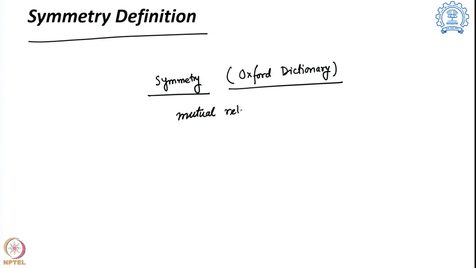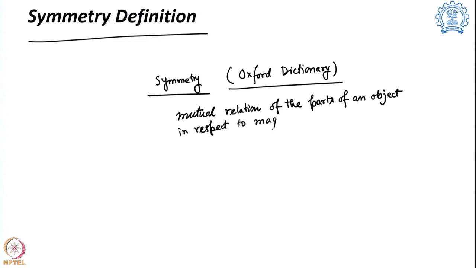mutual relation of the parts of an object in respect to magnitude, position, relative measurement, and arrangement of parts.